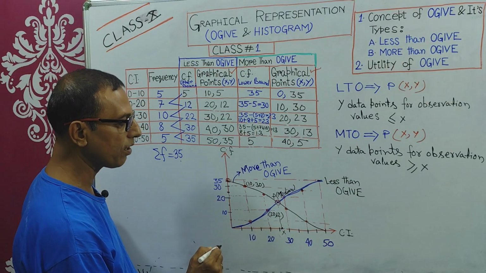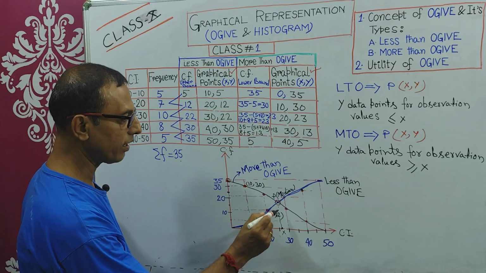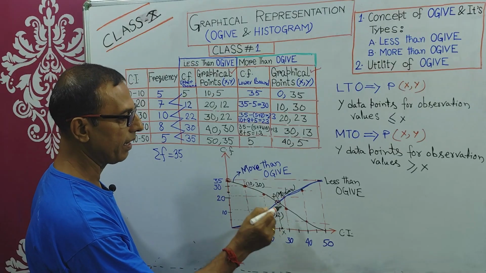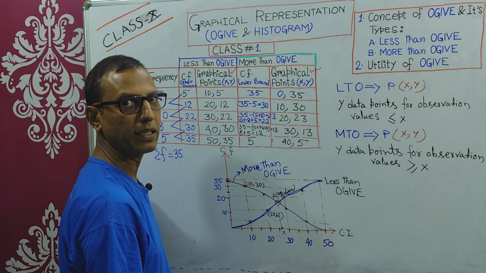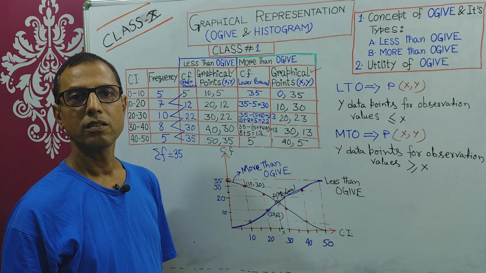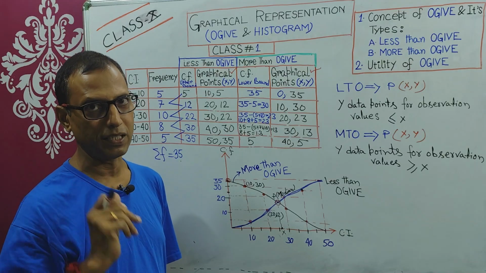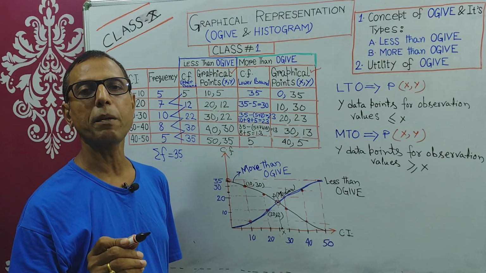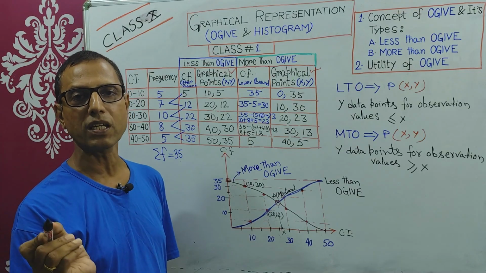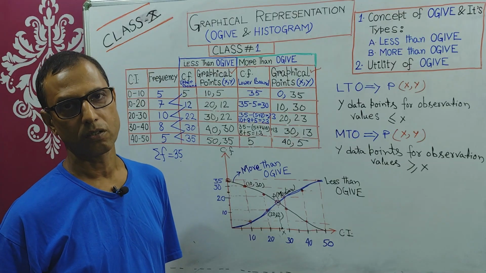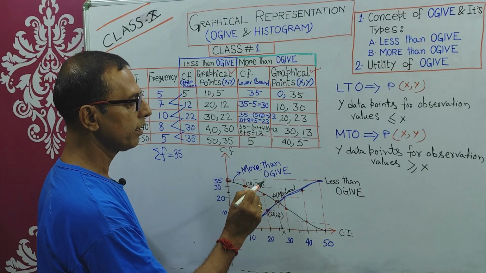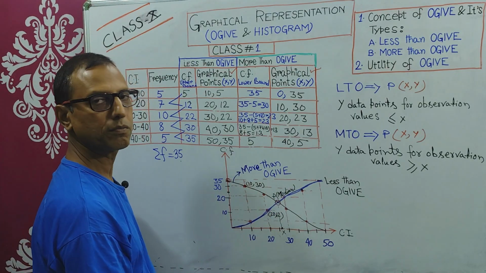That means the right side of position P and the left side of position P have the same data points y. If you have the same number of data points on both sides of a point, that is the median, because the median is at the 50% data point. On the right side and left side of the median you have 50% of the observation values. That means this point P is actually the position of the median.